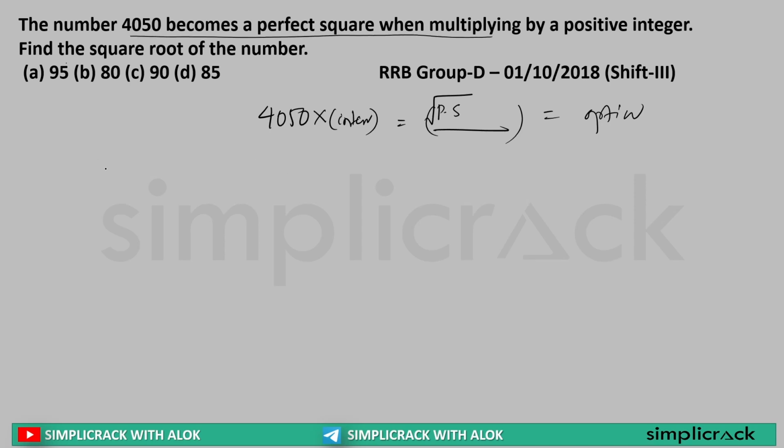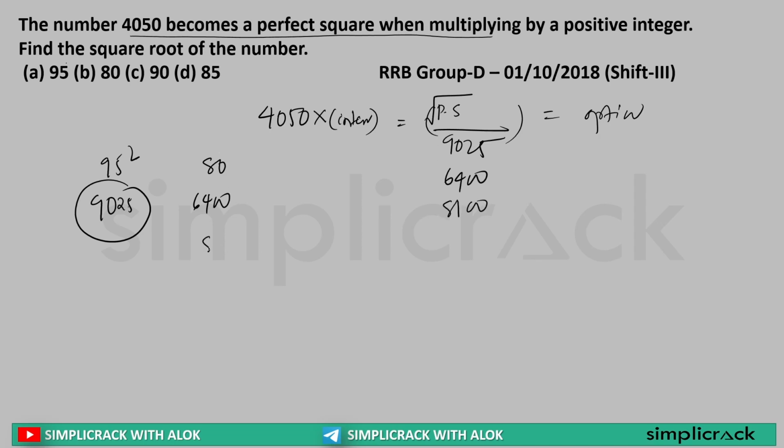Now, 95 square is given. 95 square can be written as 5 5 is 25, 9 into 10, 90. So this number will be 9025. Now, second number, 80 square is equal to 6400. These are the probable options. 90 square, 8100. 85 square, 25, 8 into 9 is 72. So this is 7225. Yes or no?